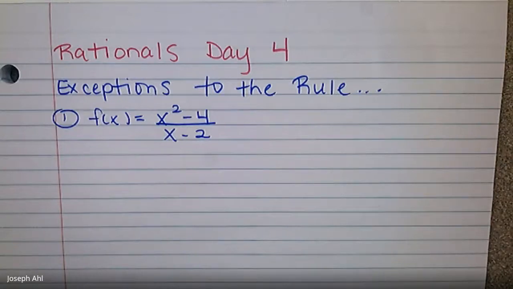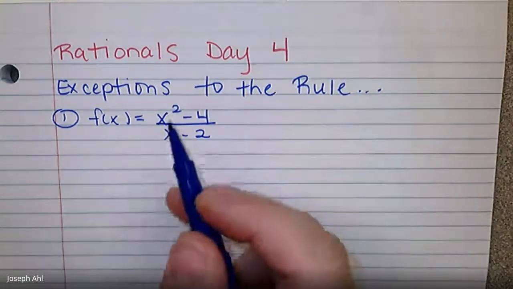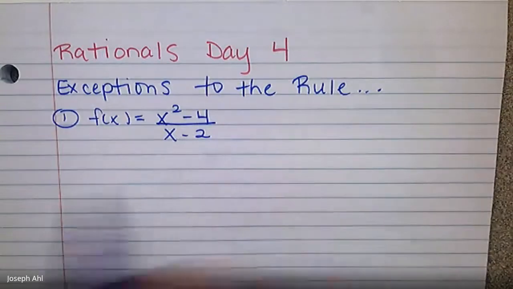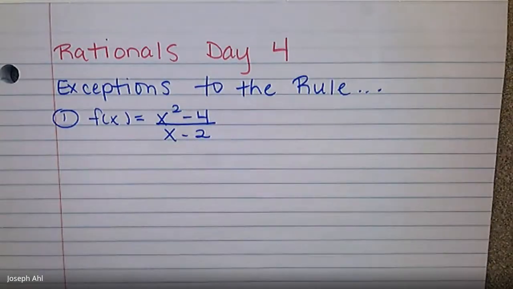So taking a look at this example right here, f of x equals x squared minus 4 over x minus 2. Today we're going to talk about some exceptions to the rules. It seems like when we sketch rational functions, we should be able to just go through our critical information, asymptotes, intercepts, make our sketch. But of course, there's going to be a little bit of bumps along the way in the process. And here's an example of what I'm talking about here.